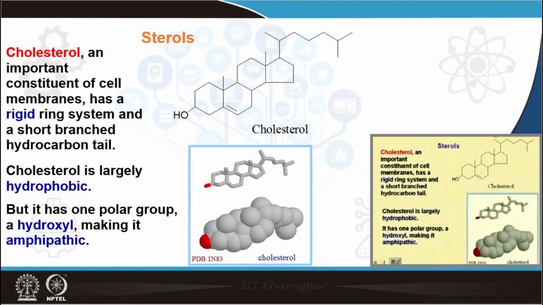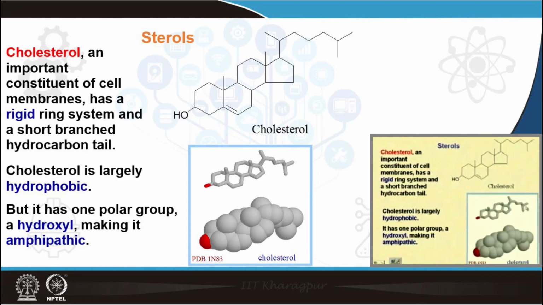This is the structure of cholesterol. This is where the steroid becomes a sterol. It is OH. It has a rigid ring system and a short branched hydrocarbon tail, which we can see in the stick structure that I have here. What is this red one? The red one is the oxygen. And this is the rigid hydrophobic ring structure, and this is a short aliphatic hydrocarbon tail that is attached to it.